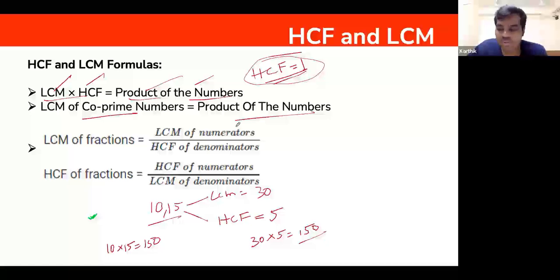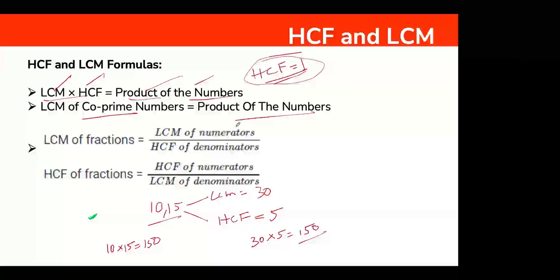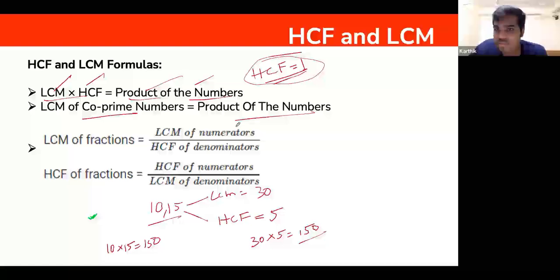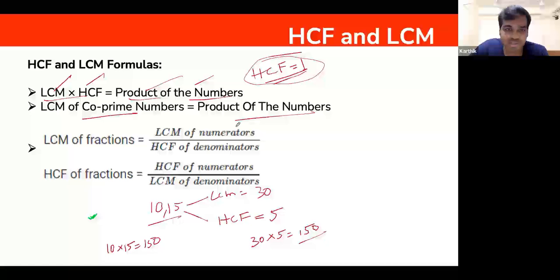You can take any numbers. Then HCF should be 1, and those are coprimes. Am I clear with this? Yes or no? Yes, sir. Anybody has a doubt here? See, we'll go to difficult questions. I'll solve application problems. Don't worry. Just want to make you understand the basics. That's it.